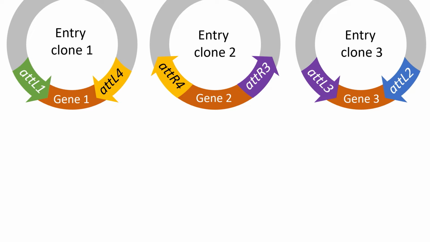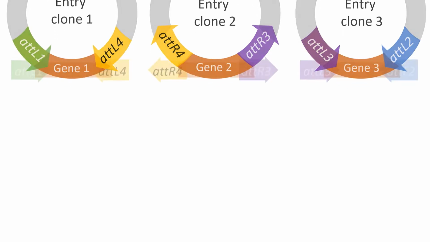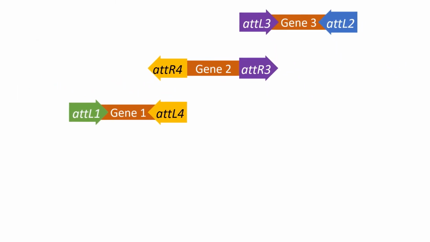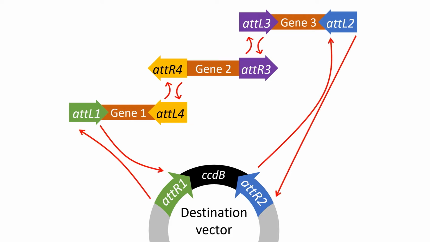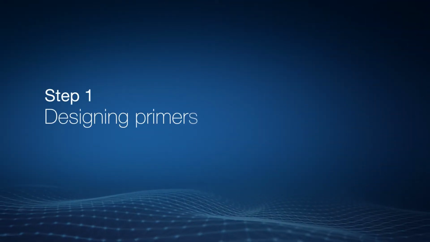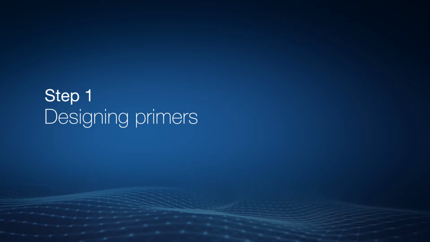The compatible flanking sequences of these 3 entry clones recombine during the LR reaction and are incorporated into the desired destination vector. The result is a final expression clone containing the multiple DNA fragments of interest. That's a brief overview of multi-site gateway cloning. Let's now simulate this process in Genius.